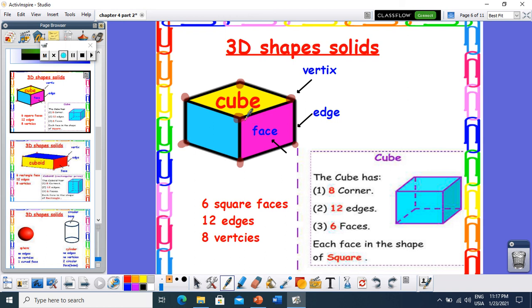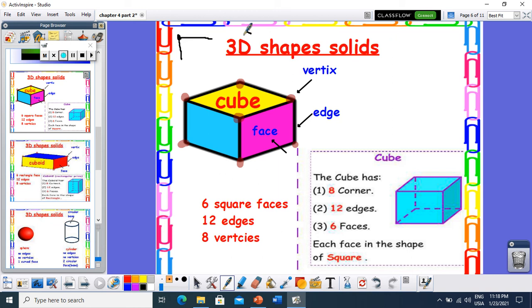Okay, but first, who can remind me? The straight line on the 2D shape is called what? Excellent! The straight line on 2D shape is called side. And when we intersect two sides with each other, this meeting point is called what? It is called vertex. Great job.